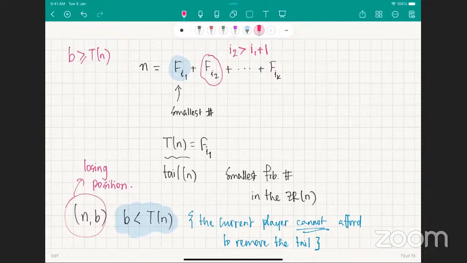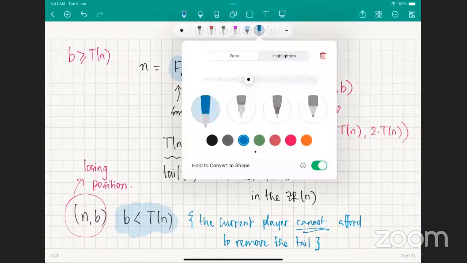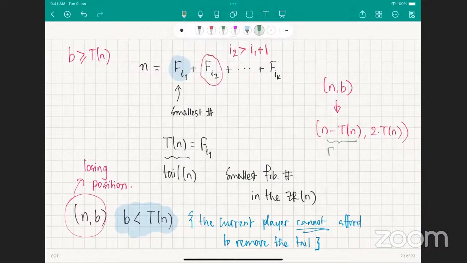What happens is then you transition from n comma b to n minus T of n, with our budget being 2 times T of n. And if you think about what the second row of representation for n minus T of n should be, well, it's just going to be what remains after the tail is removed. And because Fi2 is going to be larger than 2 times Fi1, this again is a property of Fibonacci.